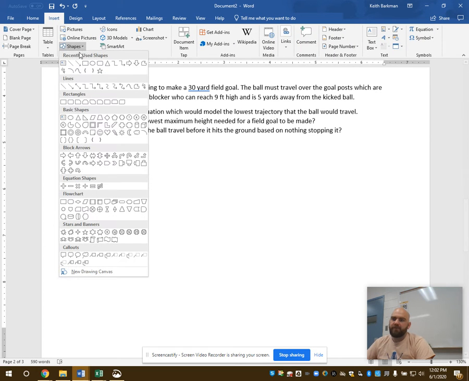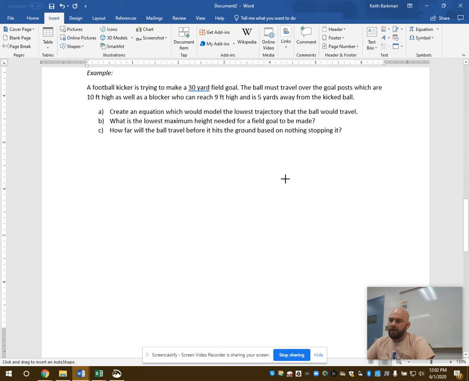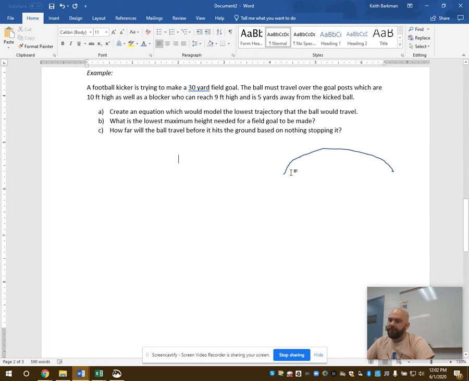Now, what that means is we have to figure out what kind of graph is going to look like this. Boom, there we go. There's our field goal where it gets kicked from the point we're going to call 0, 0. It has to get over our blocker who's 9 feet high right here, and he's only 5 yards away. And it has to get over the goalposts, which are 10 feet high, and they're 30 yards away. So we have to come up with what our graph is going to look like. What we're going to do here is put in some points and create an equation which models that.